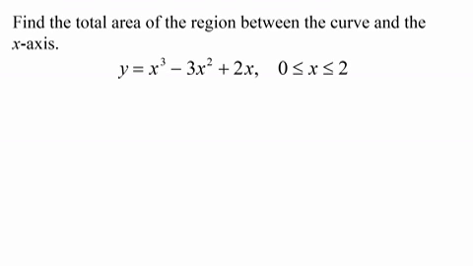Let's take a graphical peek at the area that we're being asked to find. Here's the graph of the curve, and we're being asked to find the total area from x equals 0 to x equals 2. We cannot simply evaluate the integral from 0 to 2, because that would cause the net area effect, where area above the x-axis cancels out area below the x-axis. That's not how this problem is stated or worded.